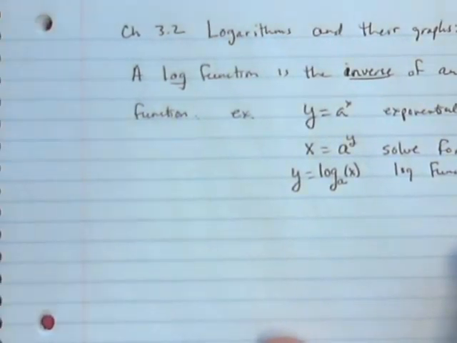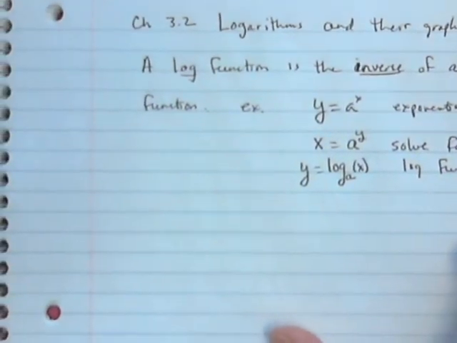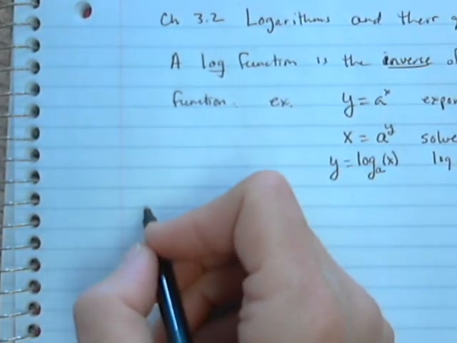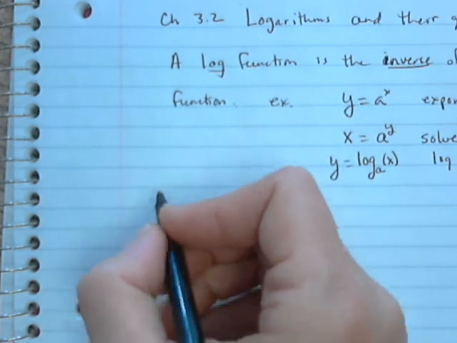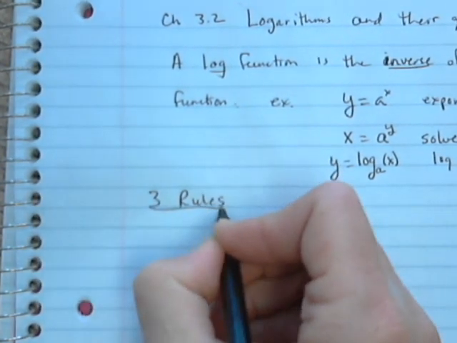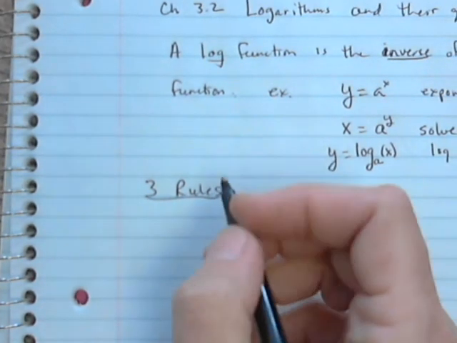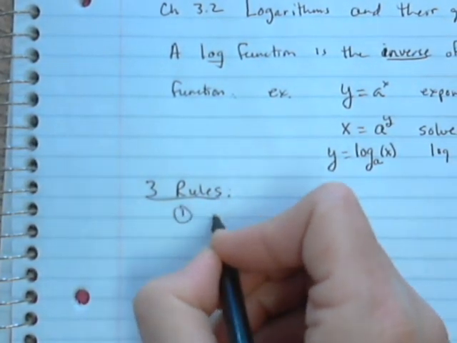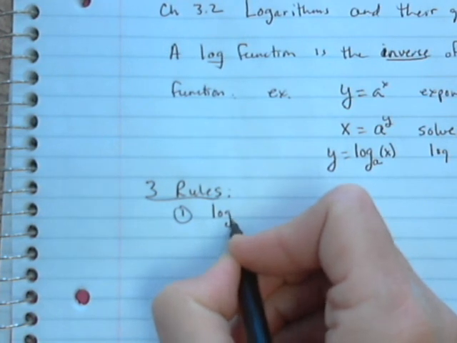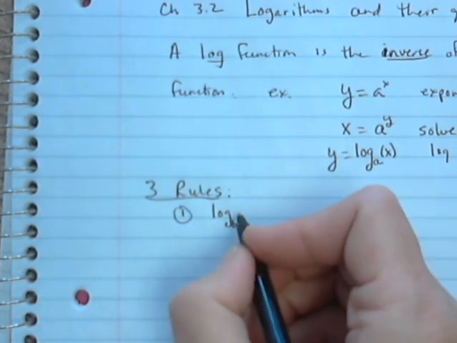A log function has the same types of rules that the exponential function has. It has a product rule, a quotient rule, and a power rule. There are 3 rules that you need to remember. You learned them last year. You're probably pretty good at them. The first rule is if you have a log function, the base can be anything. I'll just put a b for base.